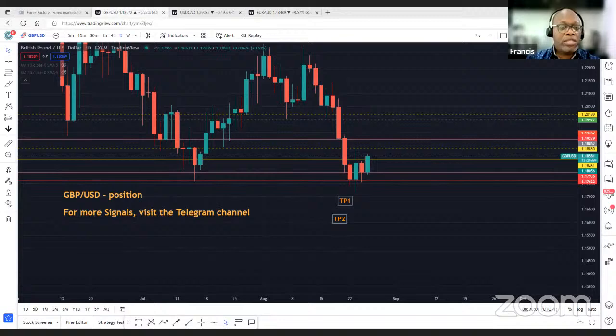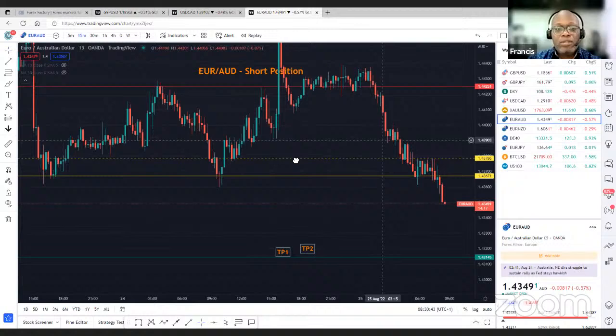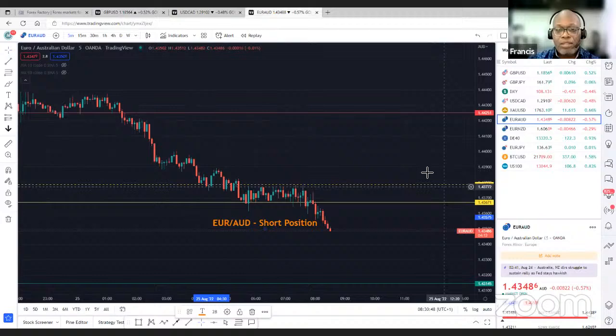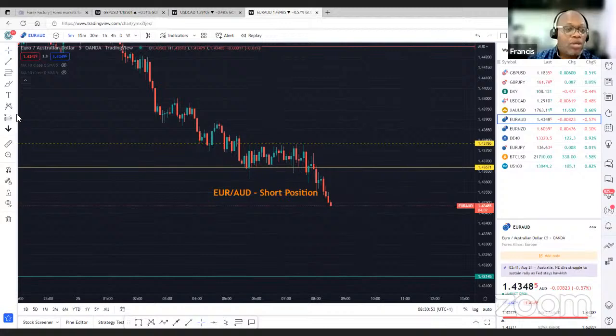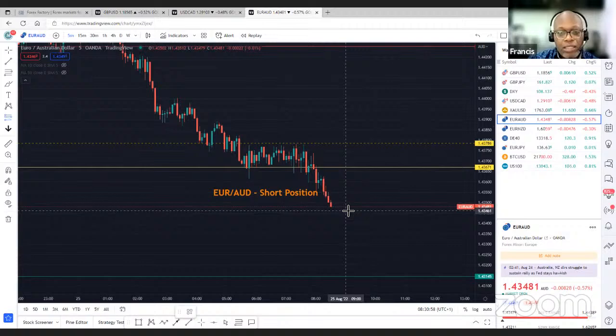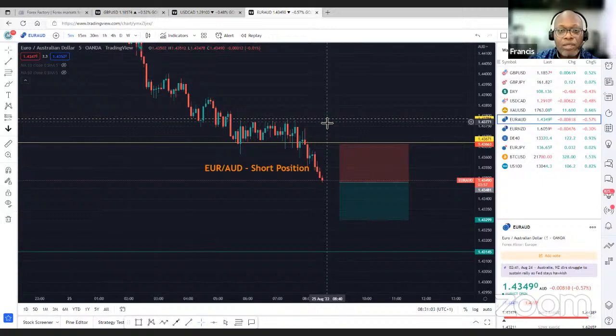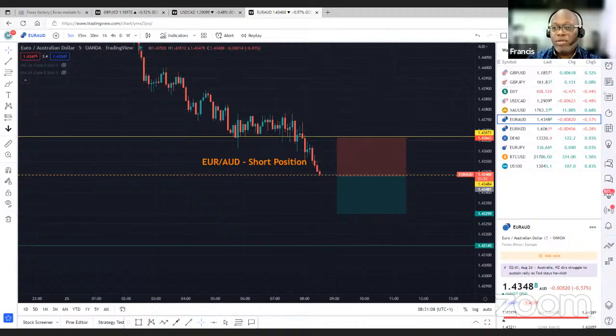I'm selling Euro Aussie dollar now. I've just entered Euro Aussie dollar for a stop loss of about 35 pips. We're going to be targeting 35 pips as TP1. So, Euro Aussie dollar for a sell. We're getting in there. We're targeting at least 35 pips as TP1.